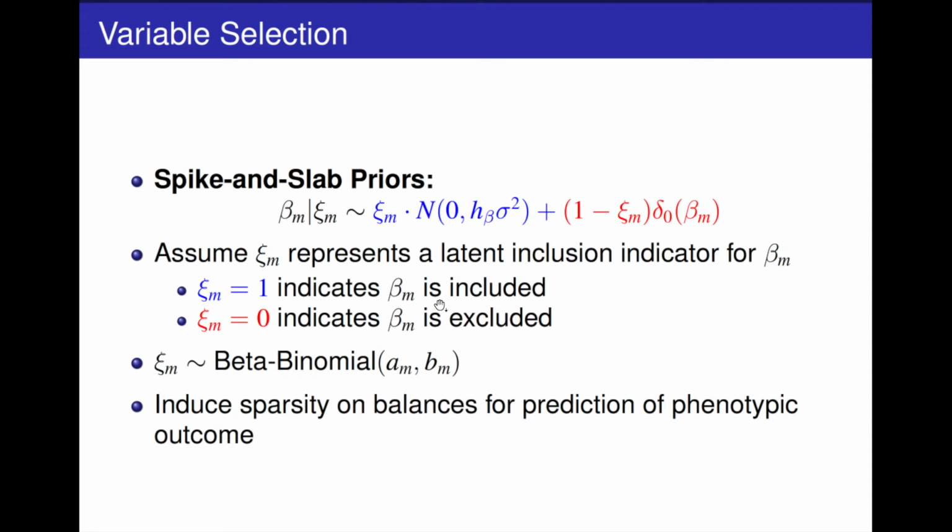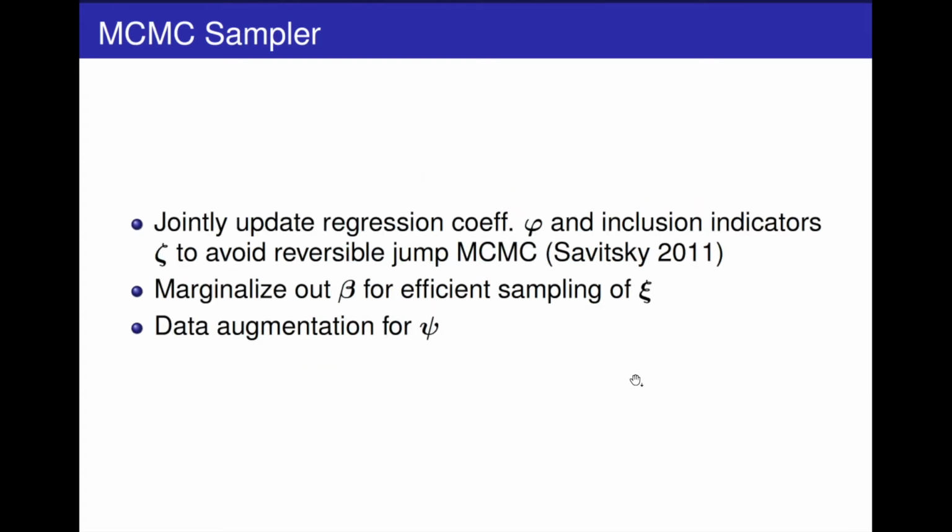Again, we assume a spike and slab prior for the corresponding balance coefficients beta to induce sparsity on the balances for prediction of the phenotypic outcome. For posterior inference, we jointly update the regression coefficients and inclusion indicators to avoid reversible jump MCMC algorithms. Additionally, we marginalize out the corresponding regression coefficients for the balances for efficient sampling of their inclusion indicators.